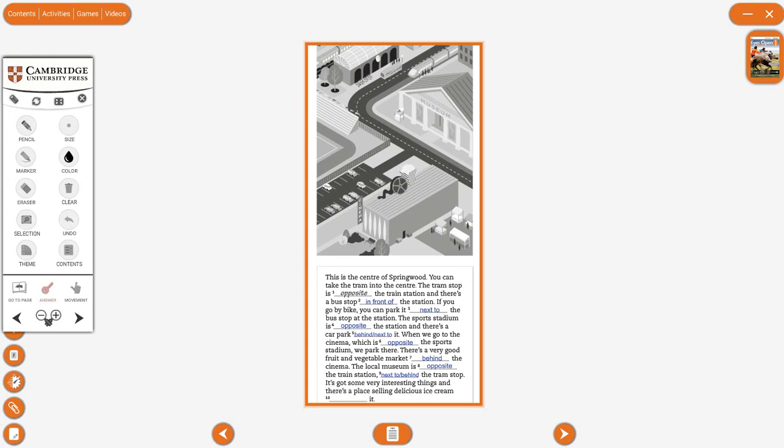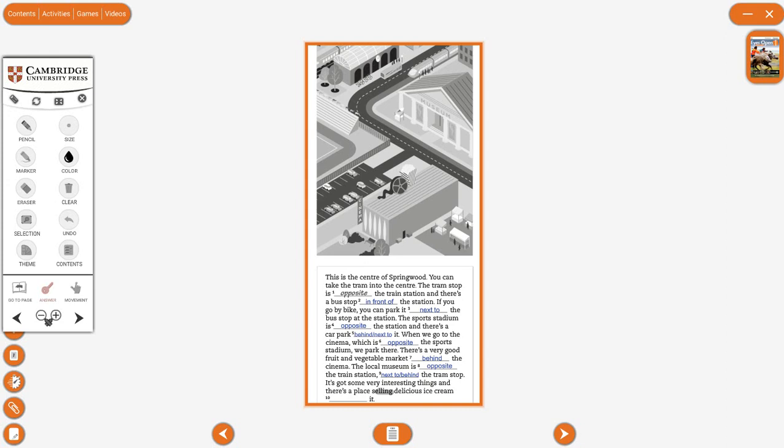It's got very interesting things. There is a place selling delicious ice cream. Sell. What does it mean, sell? Do you know the meaning of sell? Sell means in Turkish satmak. Please write the meaning of sell.